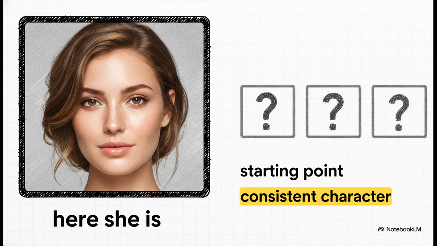And after all those little tweaks, there she is. Our first successful, totally photorealistic image from Whisk. Just look at the skin texture, that subtle expression. It's an amazing starting point. But hang on, this is just one picture. How do you make her a consistent character that you can use over and over again?